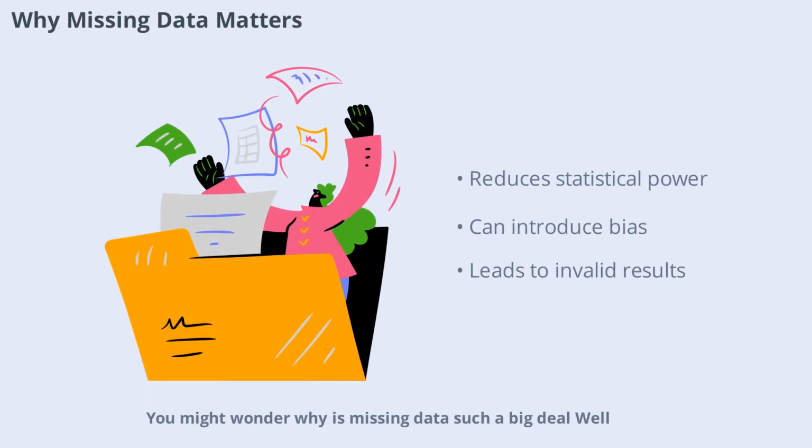You might wonder, why is missing data such a big deal? Well, missing data can reduce the statistical power of your analysis, introduce bias, and even lead to invalid results. For example, if survey responses are missing from a particular group, your findings might not represent the whole population. Ignoring missing data can also affect machine learning models, making predictions less accurate. That's why it's essential to address missing data thoughtfully, using methods that suit your dataset and research goals.